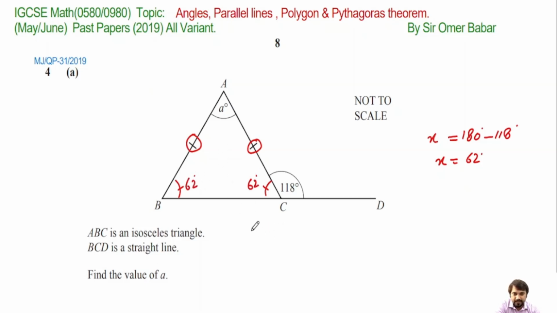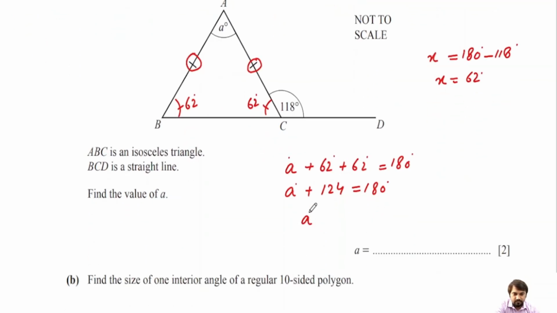Now we can calculate angle A. The sum of interior angles of a triangle adds up to 180 degree. It means angle A plus 62 plus 62, of course these are in degrees, is equal to 180 degree. 62 plus 62, that is going to be 124. So A is equal to 180 degree minus 124 degree. Subtract it, you will get the answer.